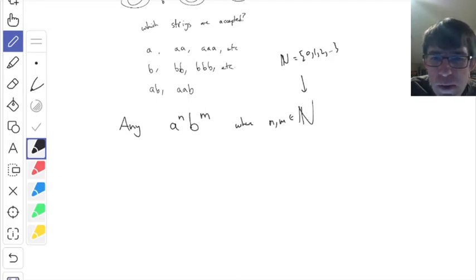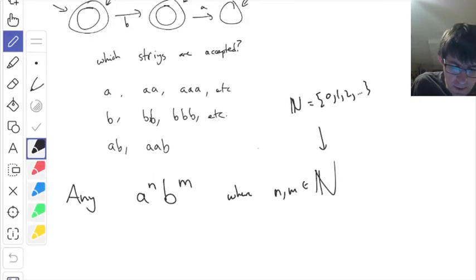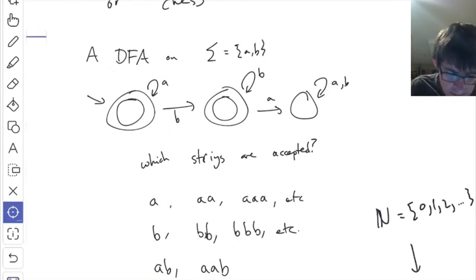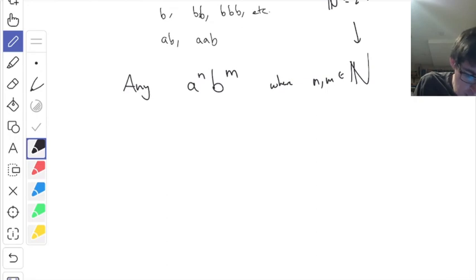Someone chatted, why can't there be an A after a B? Because on the diagram here, if you ever have an A after a B, that means at some point you did a B here, and then tried to do an A, you'd end up stuck forever in this rejecting state. These two states are the only ones which will accept. So if you see an A after a B, that's going to dump you into this state, which is a rejection. Okay, so we can write this as a set.